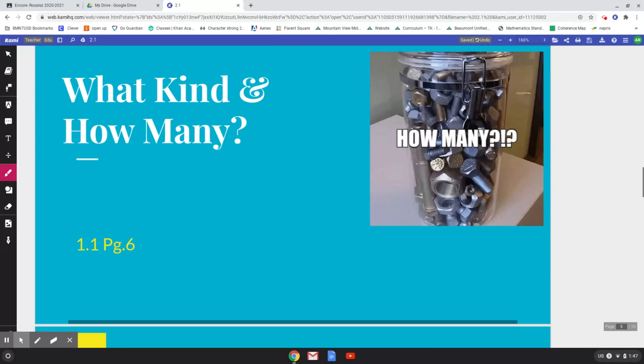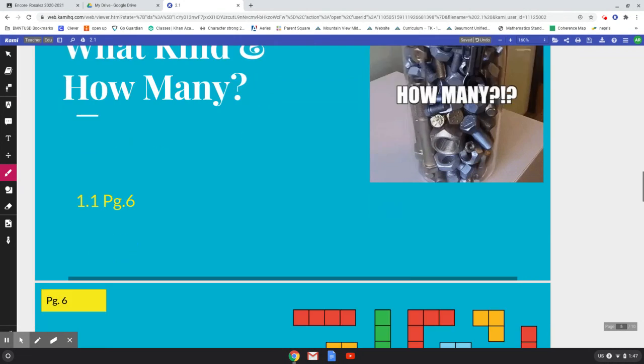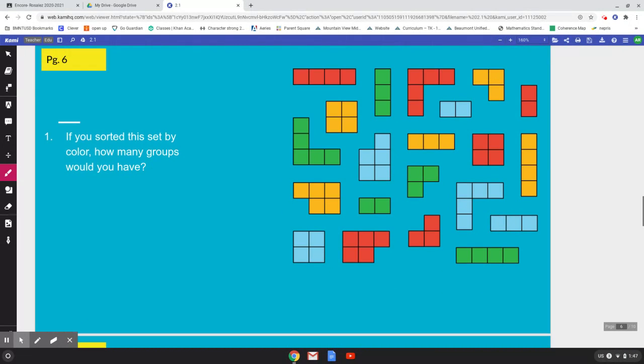So now you're in your book, you're on page 6, and we're doing lesson 1. What kind and how many? All right, so on page 6, it says, if you sorted this set by color, how many groups would you have? So I see red, I see green, I see yellow, and I see blue. So if you were to group these, there would be 4 separate groups. There would be a group of blue, a group of green, a group of yellow, and a group of red, which makes 4. So on page 6, on number 1, you're writing 4.